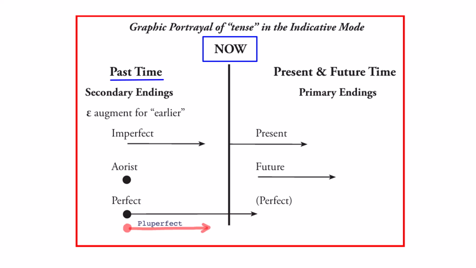Now, when you look at the past tenses, the first one is the imperfect tense, where you have a line with an arrow that is continuing, showing an ongoing action in the past. For example, if you say, "he was teaching," the action that is presented there shows a continuous action. It means that the teacher was teaching continuously, for some time.